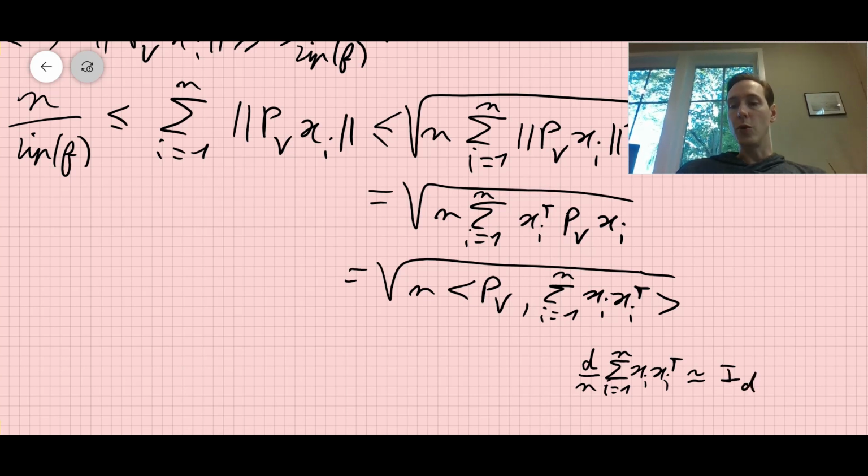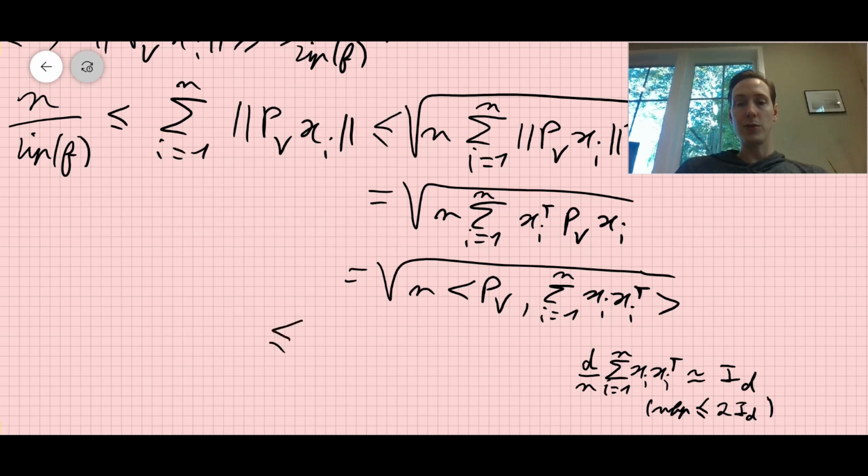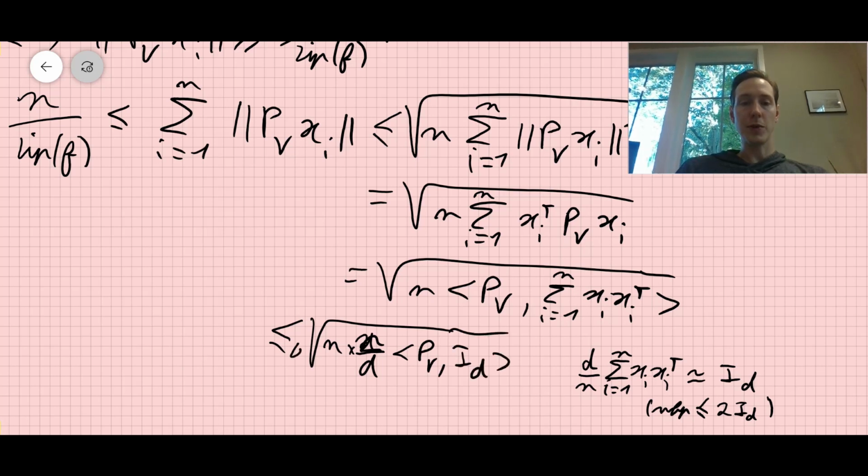In fact, with high probability, you can very easily say with exponentially large probabilities that this is smaller than, say, twice the identity. So if this is smaller than twice the identity, then the inner product of P_V with the identity is just the trace of P_V. So you get square root of n times, sorry, n over d times d over n. Now you get d over n times the sum, which is P_V times the identity, as we say. And there's some constant in front.